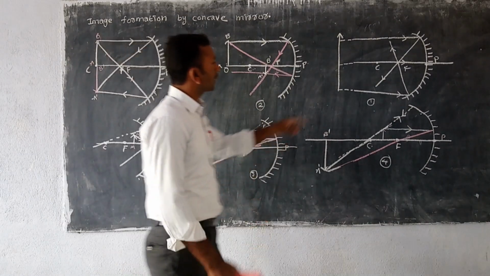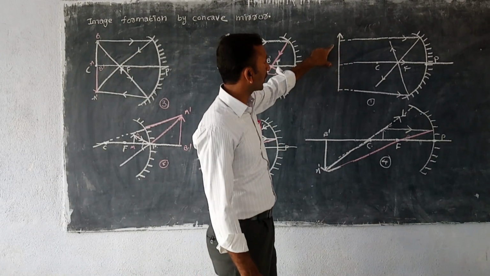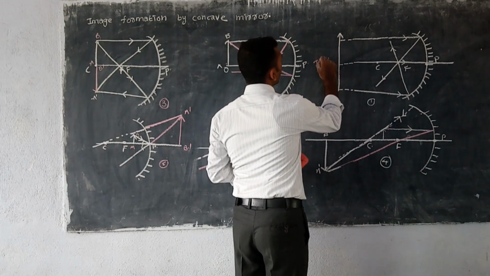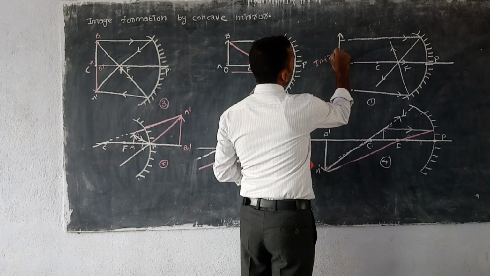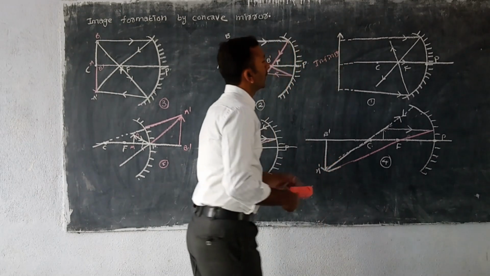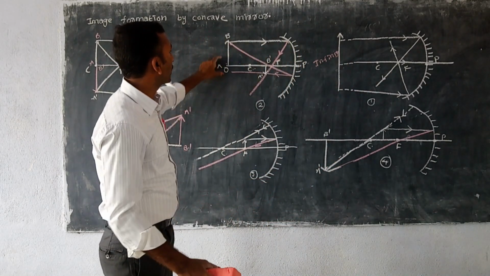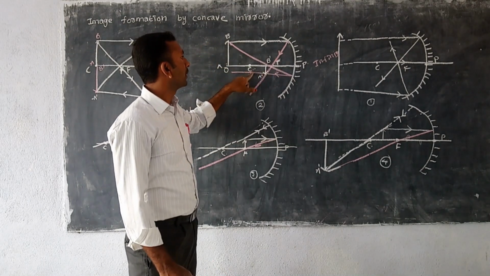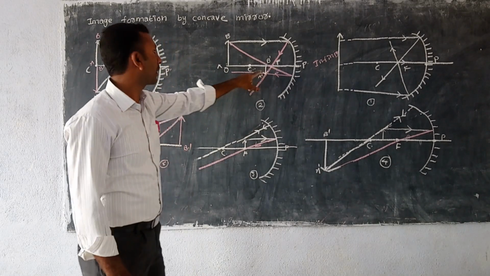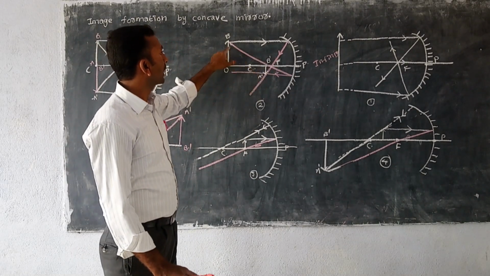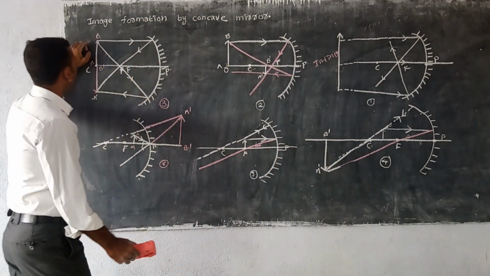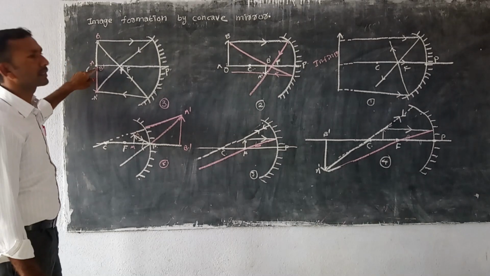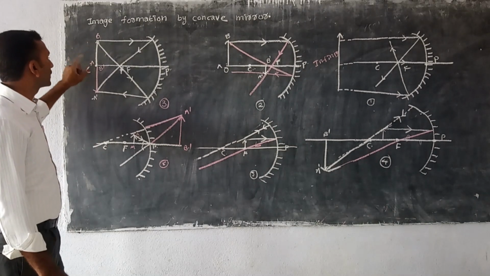What is the first case here? In the first case we have kept an object, and the light rays are coming from infinity. Here it is coming from infinite distance, and the image will form at the focal point. And if you are keeping the object at any point on the principal axis, the image will form between the center of curvature and the focal point, and the image size is less than the object. And if you are keeping the object at the center of curvature, the image will form at the center of curvature only, and in the same size.